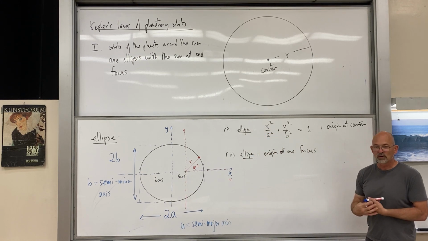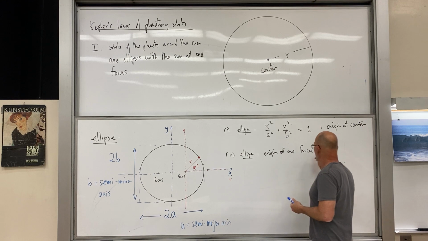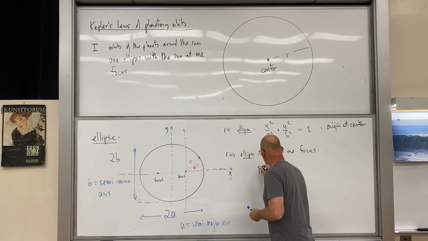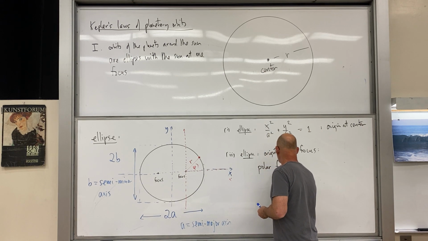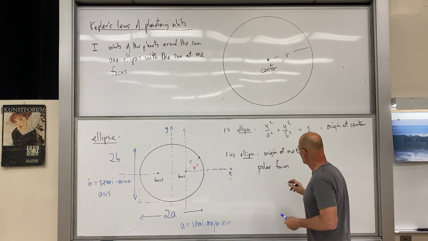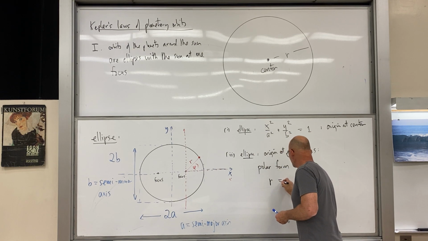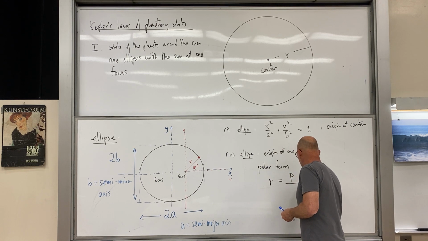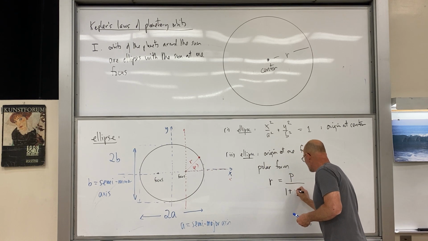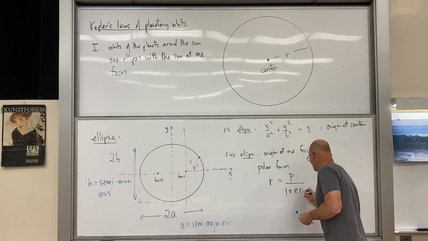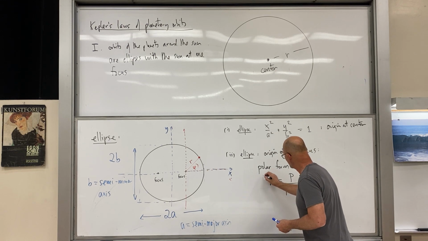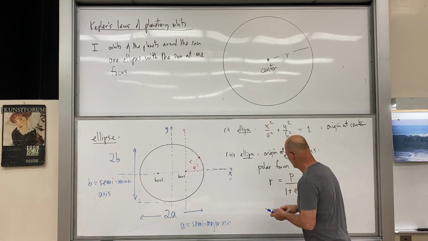So what's the polar form of the ellipse? Polar form, we would say R is equal to P divided by 1 plus E cosine of phi. Okay. So the box around both of these.